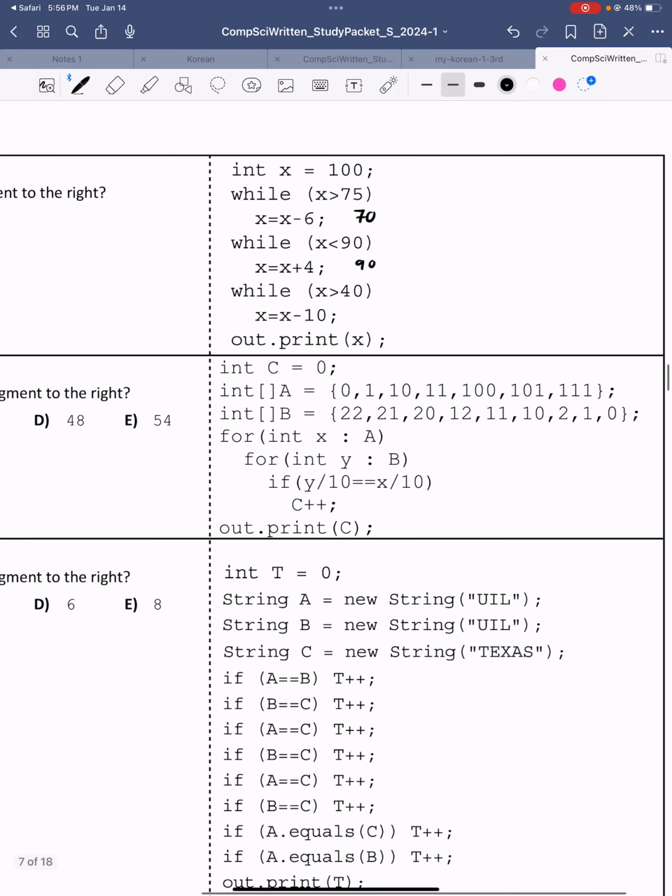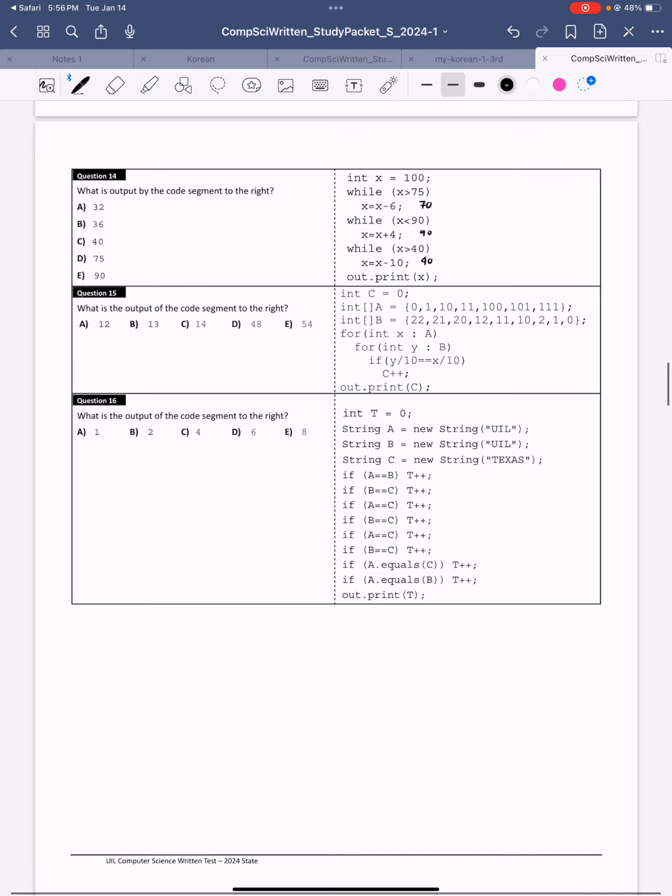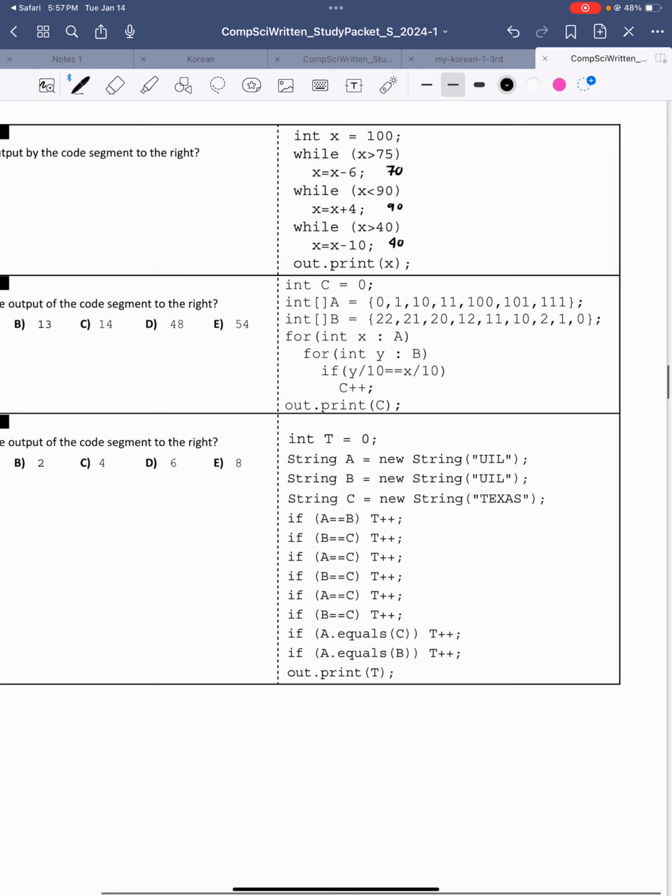And then, while x is greater than 40, keep subtracting 10. So we subtract 10 all the way until we get 40. Is 40 greater than 40? No, so you stop doing that. So what is x? x is going to be 40, so whatever that is. C. Next.